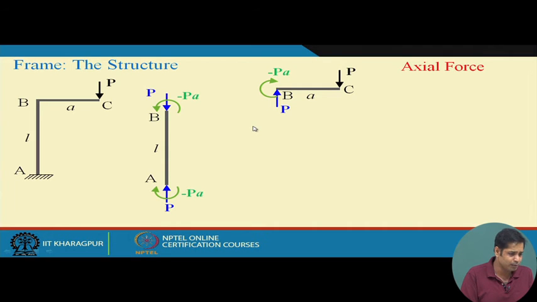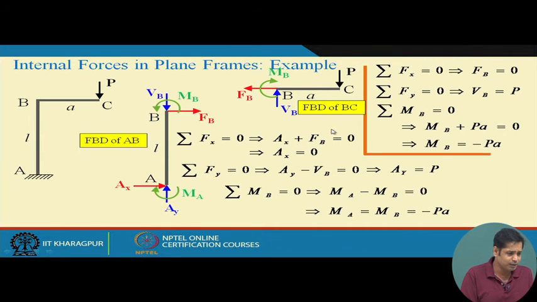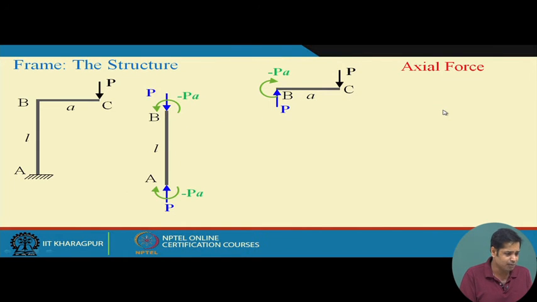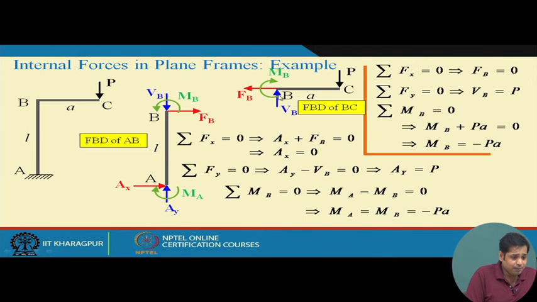Suppose these were all the forces. Since some of them are zero, let us remove those and keep only the non-zero forces. Now let us first draw the actual forces. It is very important: you see, this VB was the shear force for BC, but the same VB for AB becomes the axial force.